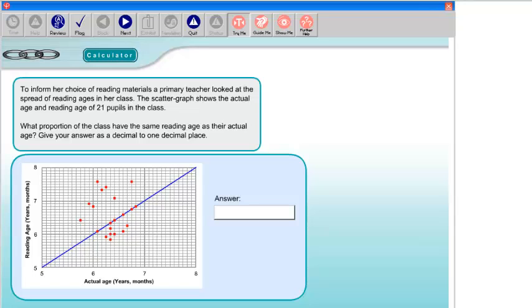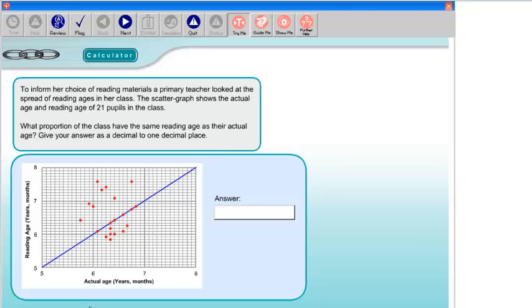Question 1 has a scatter diagram, so let's read it. To inform the choice of reading materials, a teacher looked at the spread of reading ages in the class. The scatter graph shows the actual age and the reading age of 21 pupils in the class. We have to find the proportion of the class who have got the same reading age and actual age, giving the answer to one decimal place.